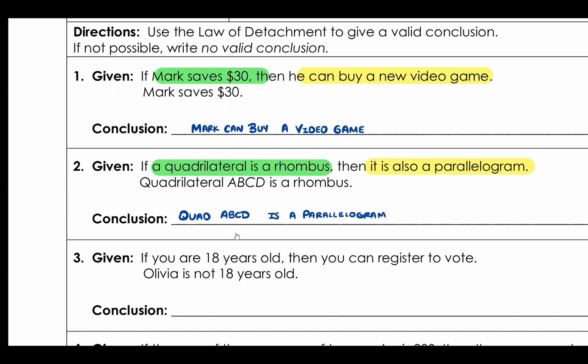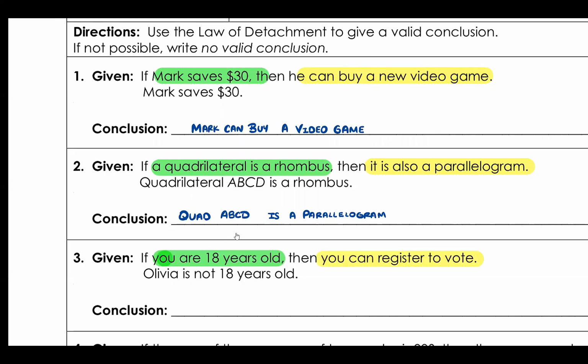Given, if you are 18 years old, then you can register to vote. Our hypothesis, you are 18 years old. Our conclusion, you can register to vote.